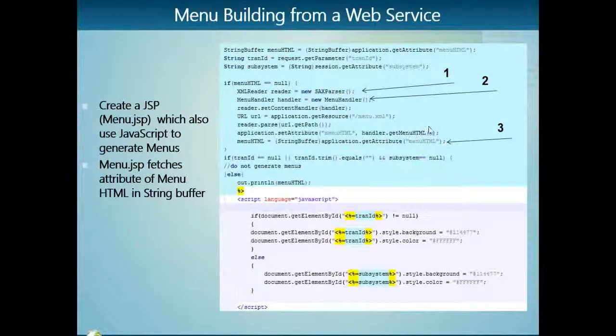Next, a method from our menu handler class object, menuHTML, is called. As you can see in arrow 3, it returns the menuHTML string buffer that contains all the HTML code generated by the class file as a result of the firing of different events.